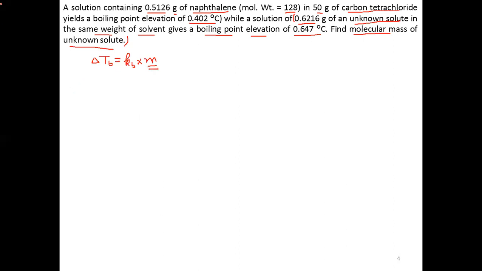But one thing we also require here is KB. KB is not given in the numerical. So KB will come from the first part of the numerical, from here to here. This part of the numerical will give you the value of Kb. When we find the value of Kb, we will use that value to find the molecular weight of the unknown solute. Now let us see how to find Kb. First, let us try to find Kb and apply this relation to the first part of the numerical.